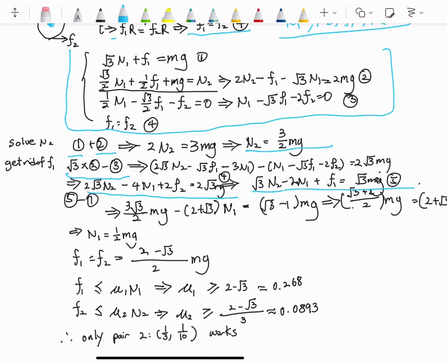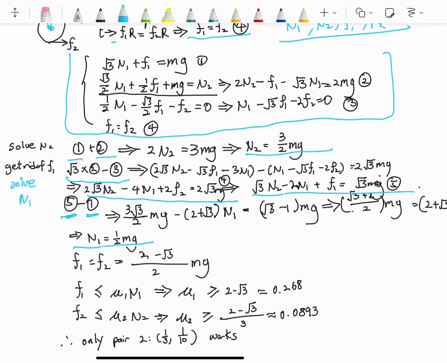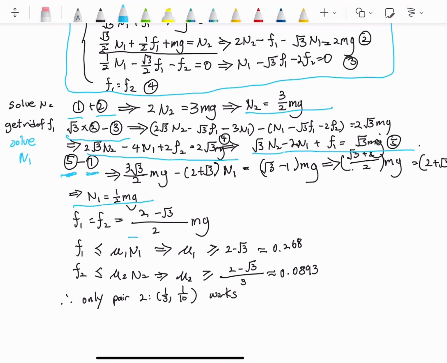Finally, we try to get rid of F1 to solve for N1. So we subtract equation 1 from equation 5, and we get this. So now we know that N2 is 3/2 mg, and N1 is 1/2 mg. Now that we know this, we can solve for F1 and F2 just from equation 1. So now we know that F1 is equal to F2 and is equal to this number. And now we can find the range for mu1 and mu2, because the static friction has to be less than this number.